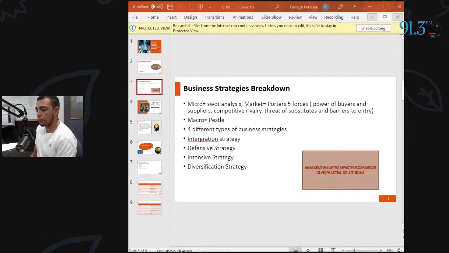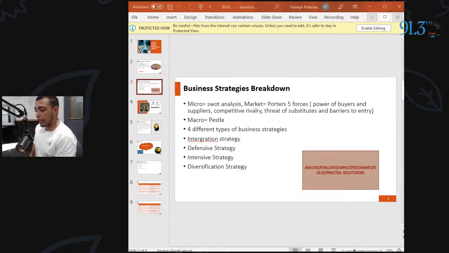For instance, if we look at PESTLE, a good example that I'd like to use is the weather. Say for instance we are growing crops, but we have no control over the weather. In summer we don't have rain. So how are we going to grow the crops? Therefore we have no control over the macro environment.